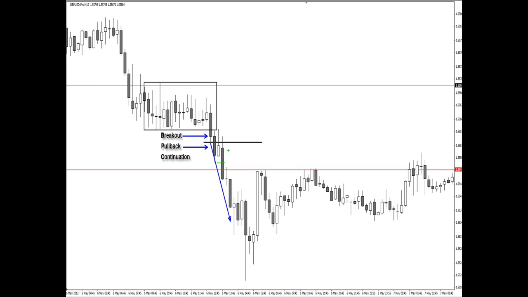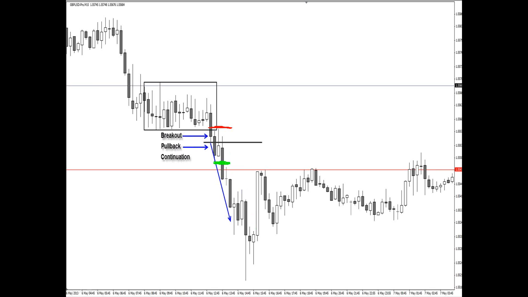And look at how many pips the trade yielded. Because we place the stop loss just above the breakout, so just above that pullback candle. Yeah, that is the level for the stop loss. That pullback candle is our level for stop loss. And after the second candle, we enter the continuation move.